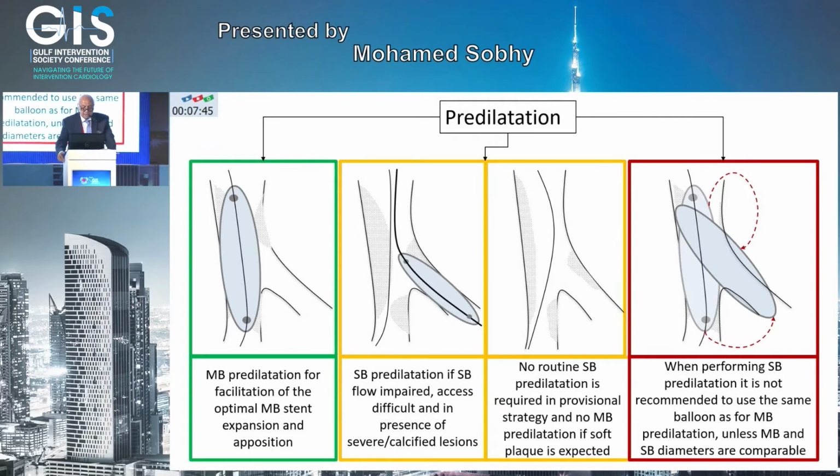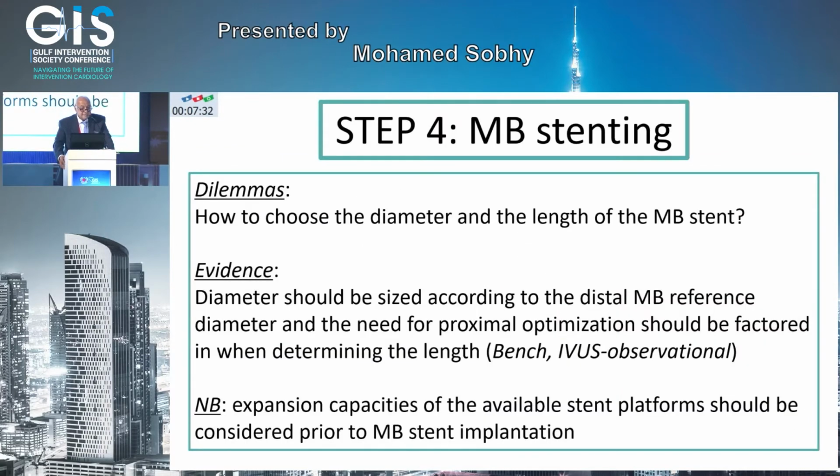When performing side branch pre-dilatation, it's not recommended to use the same balloon as for the main branch pre-dilatation, unless main branch and side branch diameters are comparable. This is very important. Step 4, main branch stenting.